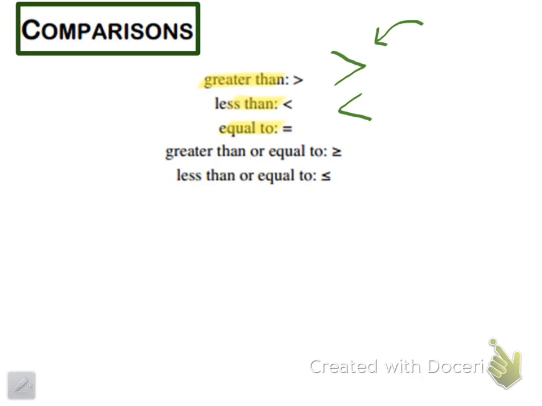Equal to, which is just represented by what you all know to be the equal sign. Greater than or equal to, which is represented as the caret with a line under it. And then less than or equal to, which is again the same caret but with a line under it. So we're going to go through a couple examples to help us understand this.